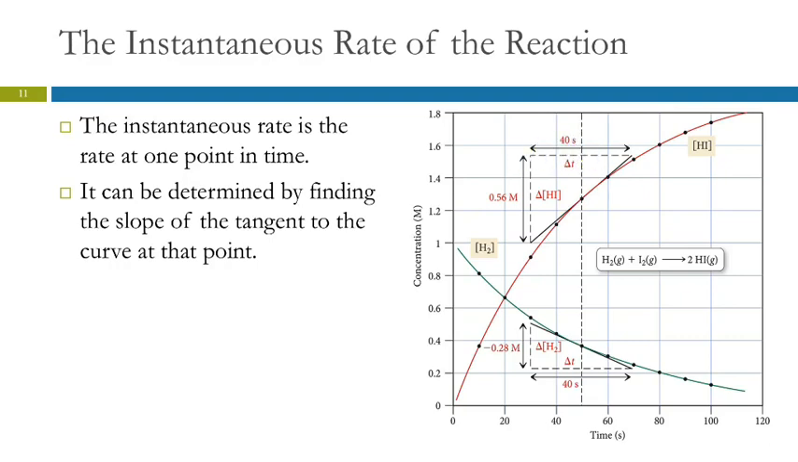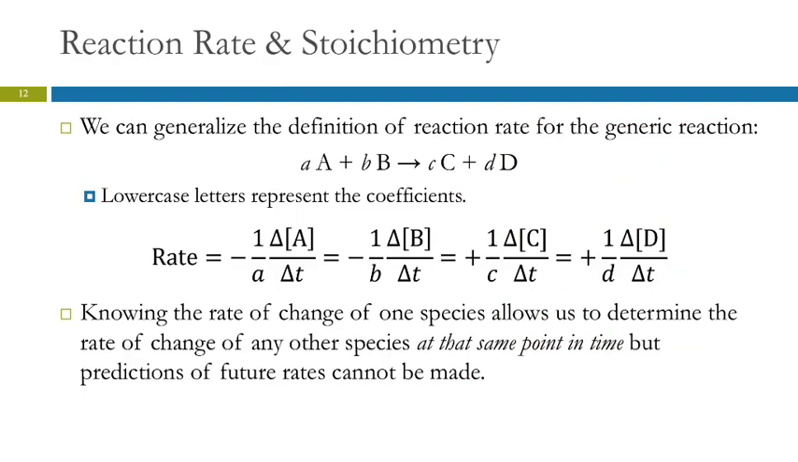So we can generalize the reaction rate definition for a generic reaction. Here we've got aA plus bB forming cC and dD, where these lowercase letters represent the coefficients of the balanced chemical reaction, and the capital letters represent the formulas for the elements or compounds. So we can say that the rate of this reaction is negative 1 over a, that's the coefficient here, times the change in the concentration of A divided by the change in time. Or for the other reactant, negative 1 over b times its concentration change over change in time.